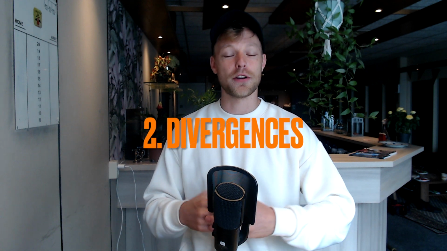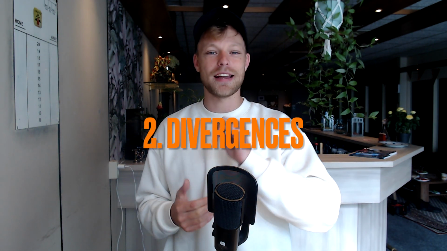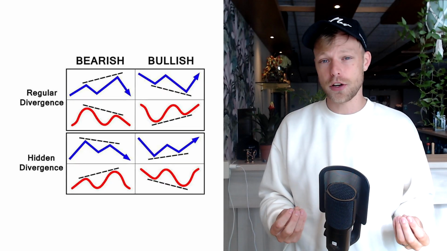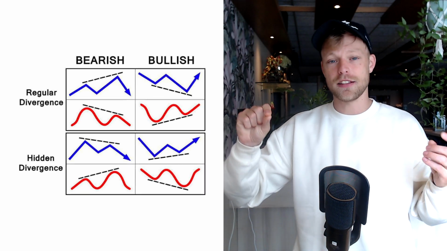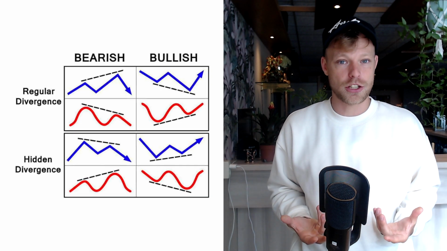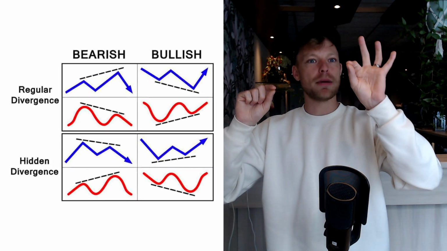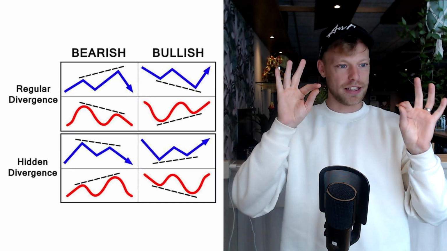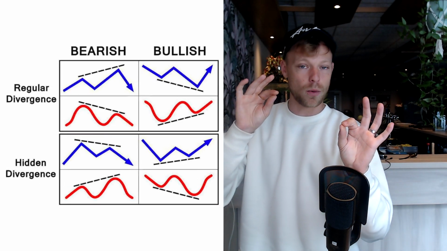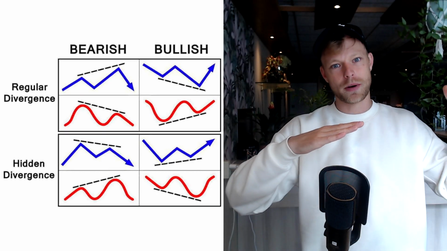And the second method, in my opinion, is even more powerful than the first method, and that is looking for divergences. So what is a divergence? Well, a divergence is that the oscillator moves differently and sometimes even in the opposite direction of the price. So let's say the price is making a high and making a higher high, and in the oscillator we are seeing a high and making a lower high, then that is a bearish divergence because the oscillator is going down while the price is actually going up.